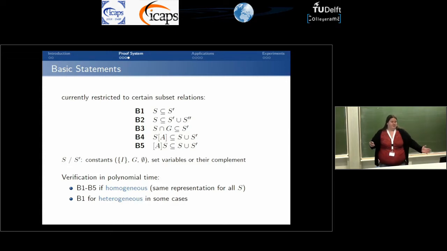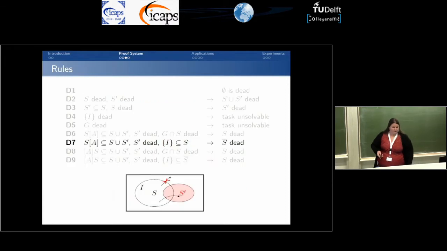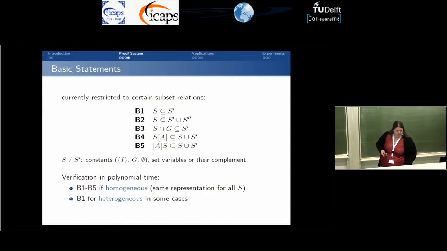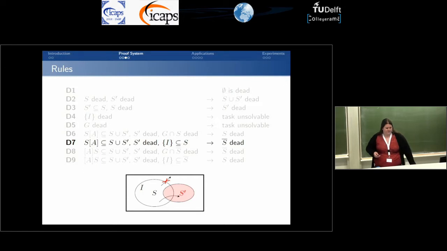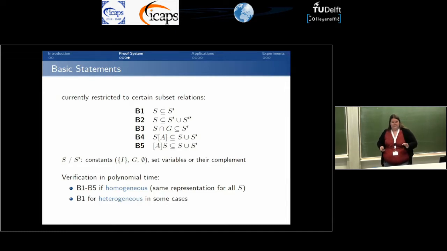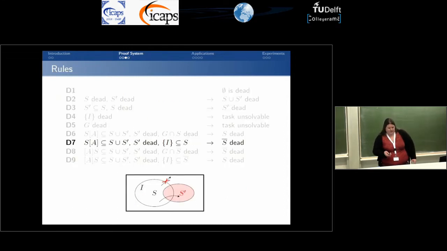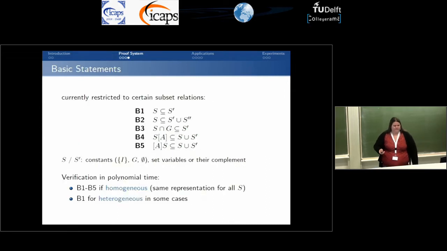So the first one is simply a subset equal relation. The second one we need for rule, which one was it, for as a subset of 2 other sets. We can, for example, use that in rule D3. Then S intersection with the goal is a subset of another set. This we need to show that certain intersections with the goal are dead, which we need in rules D6 and D8, and so on. So these are all just statements that we need for applying the rules.